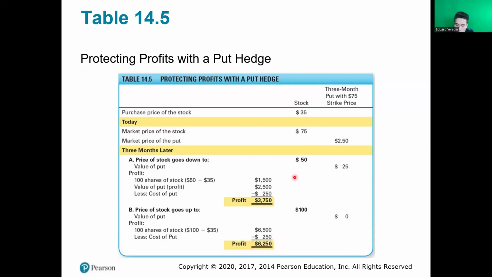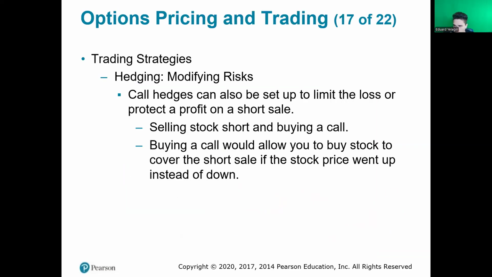But on the other hand, if the stock price declines to $50, we will exercise our option and sell it for $75 a piece. And this will make us this amount of money. Again, if the stock price declines even further, the minimum amount of money we will get will be this. So again, in this case, we try to protect profits, not protect ourselves from potential losses.